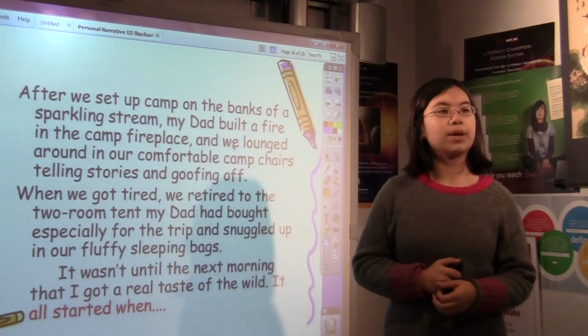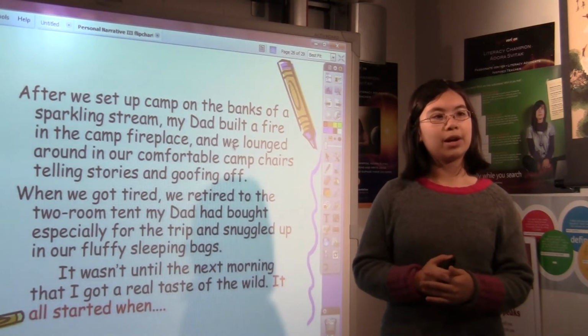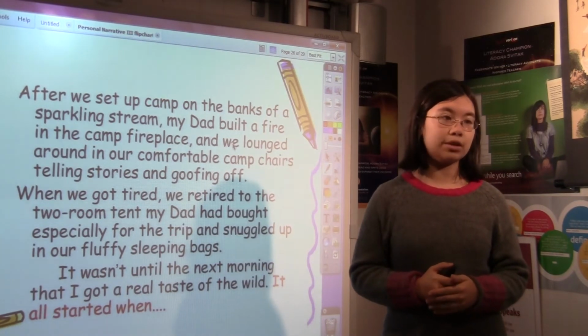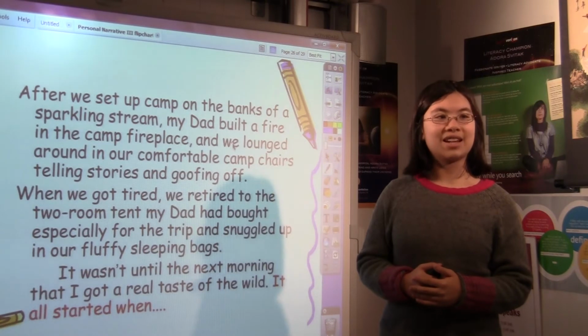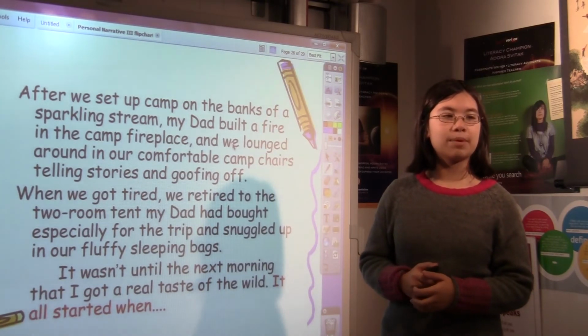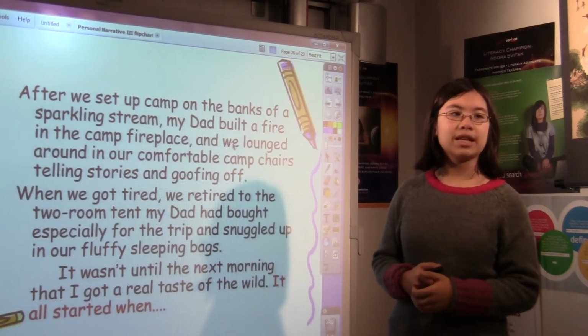After we set up camp on the banks of a sparkling stream, my dad built a fire in the camp fireplace, and we lounged around in our comfortable camp chairs, telling stories and goofing off. When we got tired, we retired to the 2-room tent my dad had bought especially for the trip, and snuggled up in our fluffy sleeping bags. It wasn't until next morning that I got a real taste of the wild.